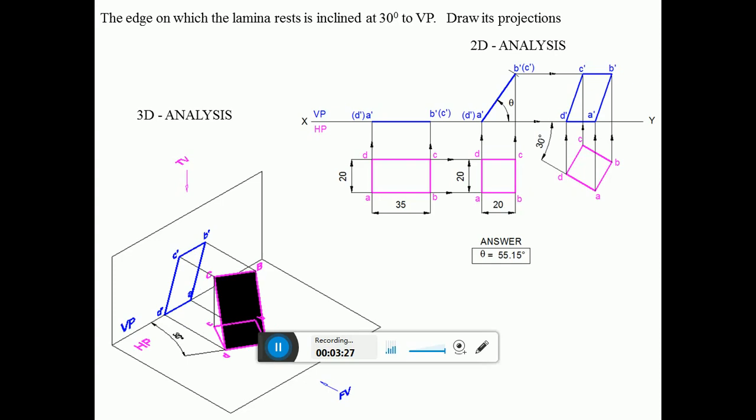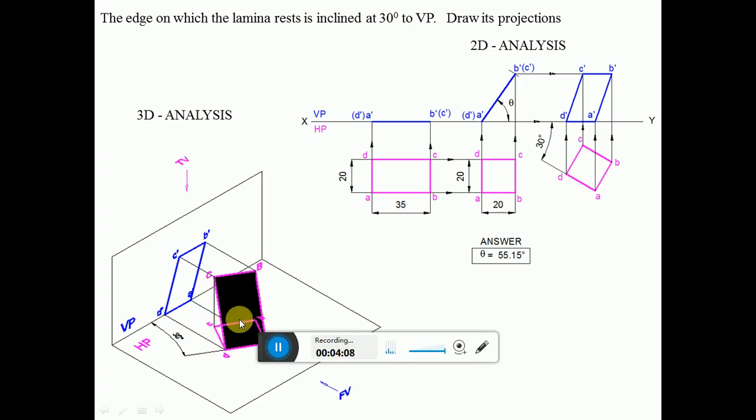Now, the edge on which the lamina rests is inclined at 30 degrees to VP. So which is the edge which is resting on HP? AD. AD is the edge which is parallel to HP, so I am getting the true length here. Since the inclination given is also a true inclination, you will get it directly, inclined at 30 degrees to VP. So this is the final sketch of how the rectangular lamina is going to look. When you look from the front view, this has been projected here and AD is projected here to get this front view. And when you look from the top view, AD is already there. So when you project this B and C, you are going to get the figure.